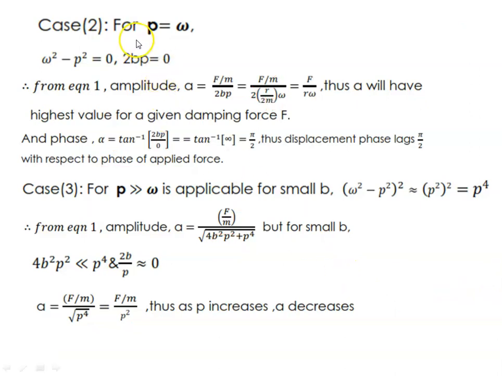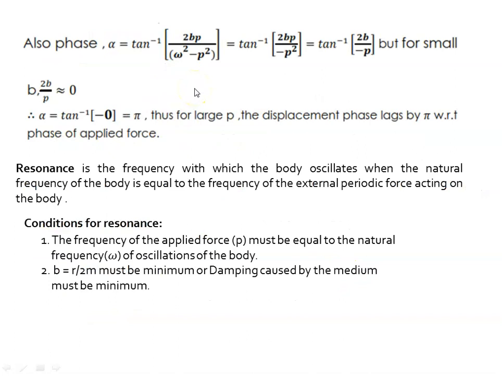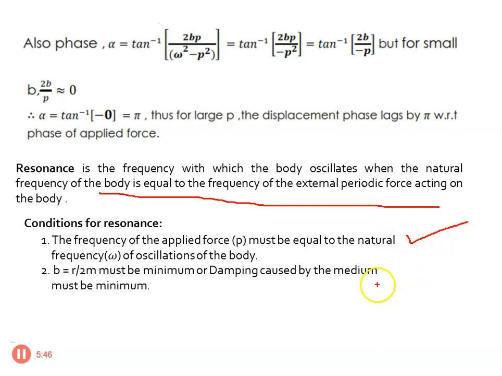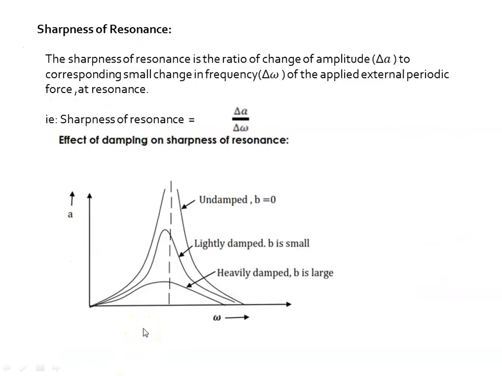Now we will see what happens when p is equal to omega. That is the condition for resonance. So what is resonance? Resonance is the condition in which the body oscillates when the natural frequency of the body is equal to the frequency of the external periodic force, that is, the applied force. That is called resonance. So there are two conditions for resonance. One is that the applied frequency must match the natural frequency. The second is that the resistive force should be at a minimum value. So these are the conditions to have resonance.